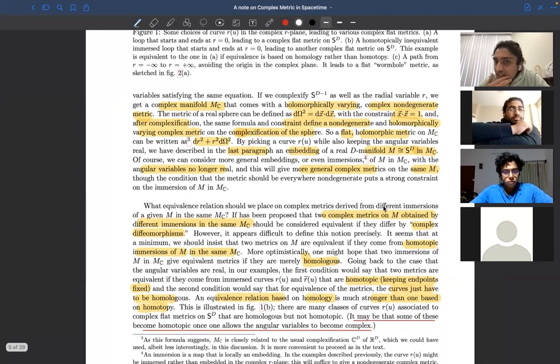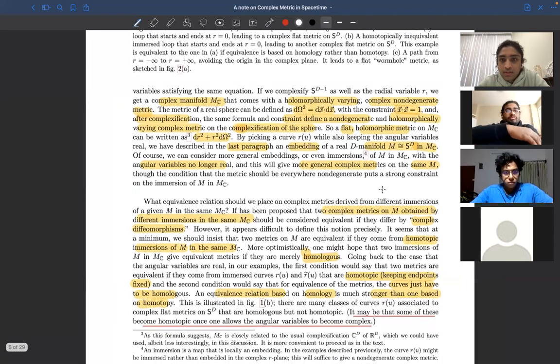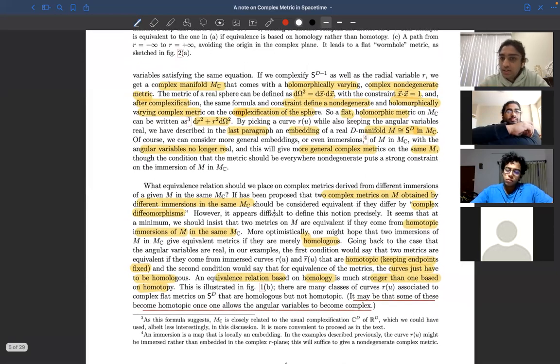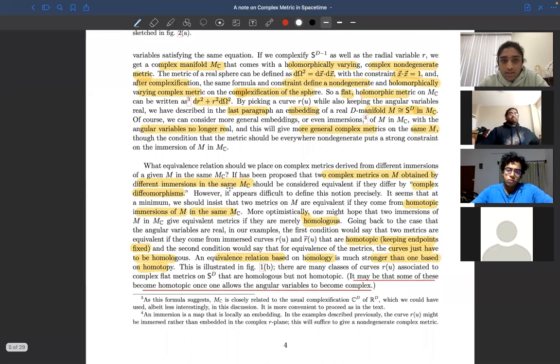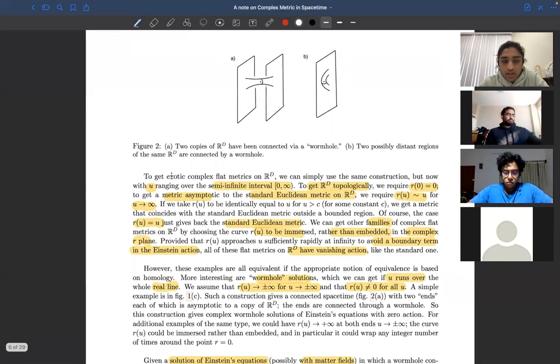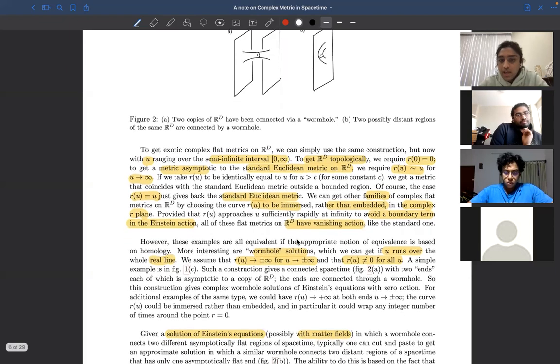So what he's saying is that the non-complex metric, the universe that it defines, is essentially an embedding within the complex space that we have just defined. So the two complex metrics, different immersions, blah, blah, blah. This is not that important. That is one way of defining it. To get the exotic complex metric R^d, we can simply use the same construction, but now with u ranging over the semi-infinite interval. So largely you get what is happening here, right?